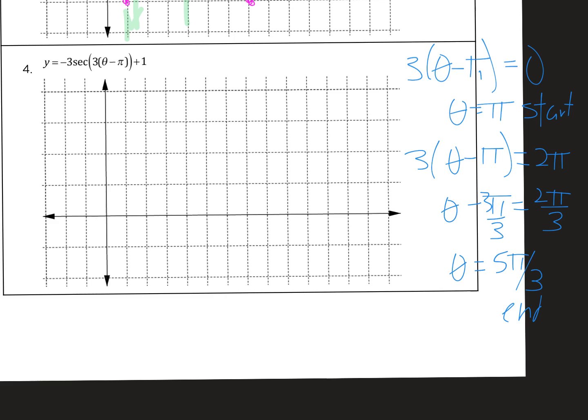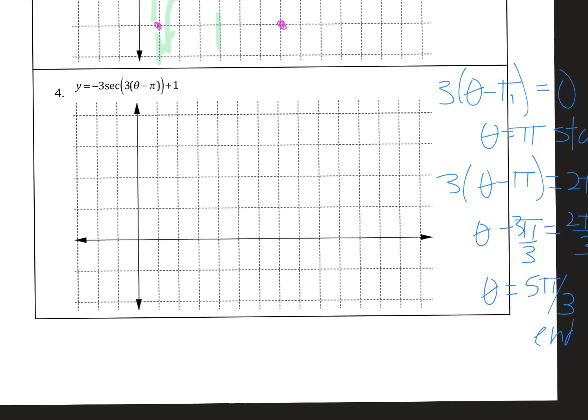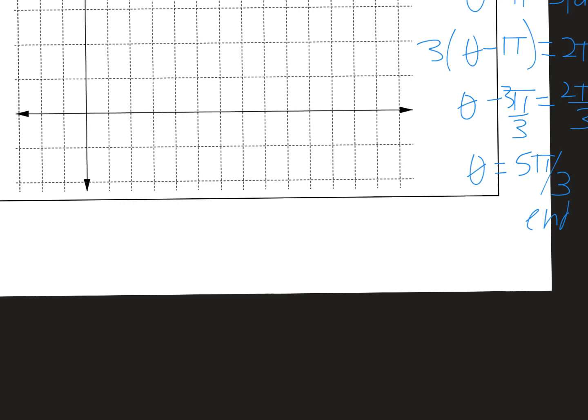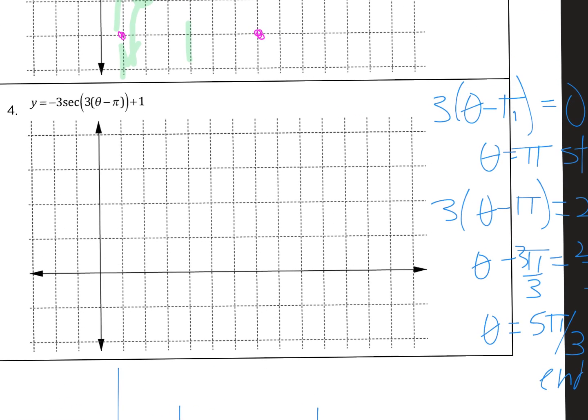And so I'm going to go, how do I want to do this? I'm just going to ignore the grid lines because they're confusing me and I don't want to deal with it. So I'm going to go here. Negative 3 and plus 1. So my graph's going to do this. I'm going to start at pi. I'm going to end at 5 pi over 3. And it was negative 3 and plus 1, right? Negative 3 and plus 1.